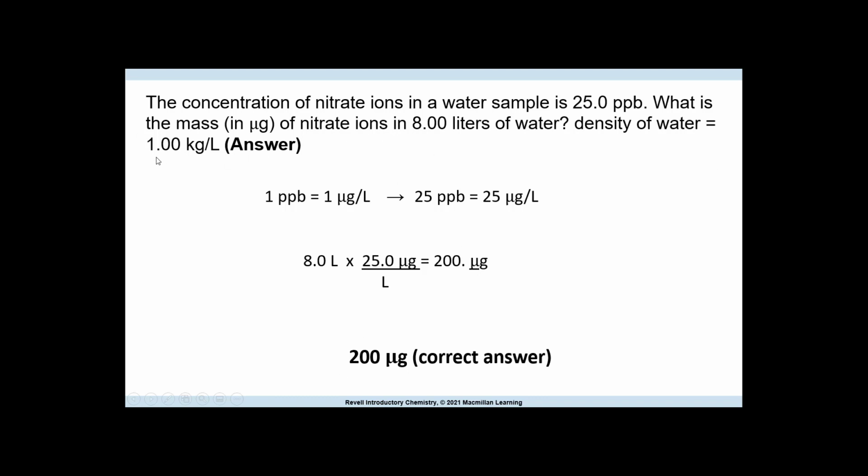Why is the density there? I think they're doing that to mess you up. Or I'm not really sure. I don't know why the density has been added there because you didn't need to use it.